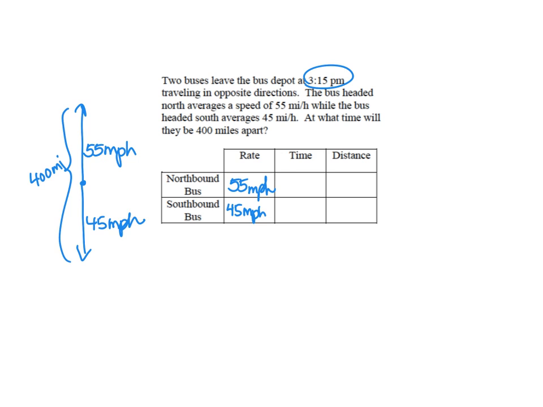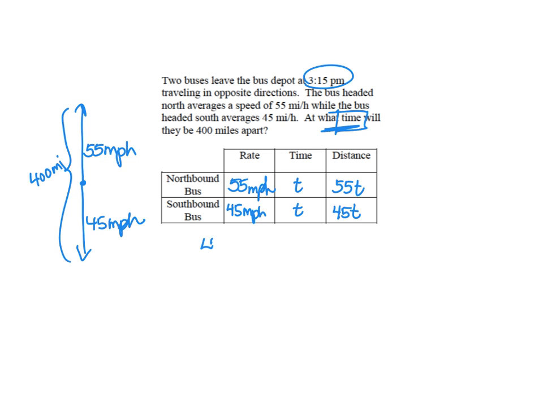They left the bus depot at 3:15 p.m. and they both left at the same time. So they will be driving exactly the same length of time. So I'll just make t the time length for both of them. And again, my distance is equal to the rate times time. So this distance is 55 times t, while the southbound bus distance is 45 times t. Now we're looking for the time, not the amount of time, the actual time when they'll be 400 miles apart. So we're going to add these two together and set it equal to 400.